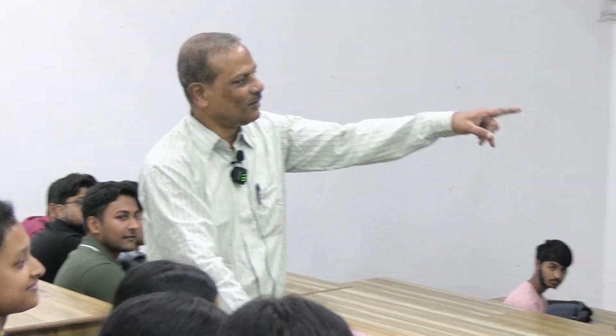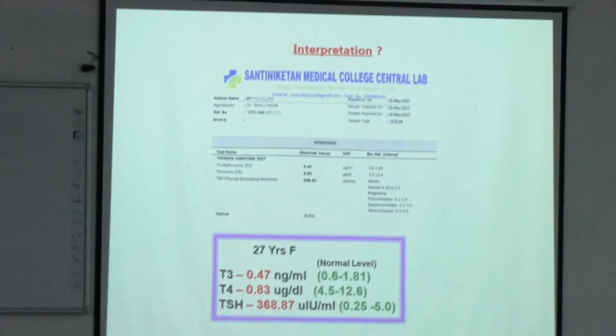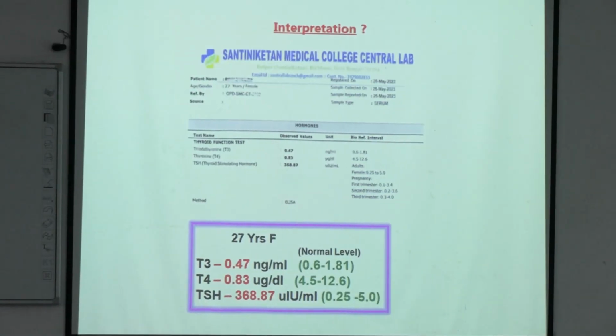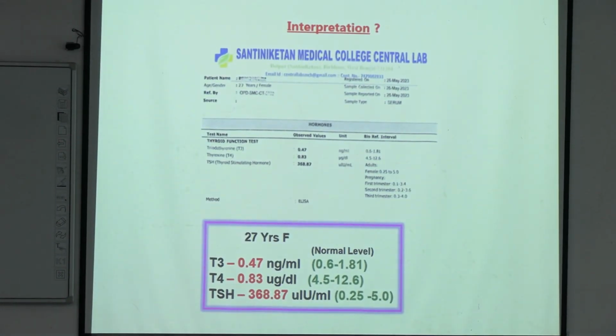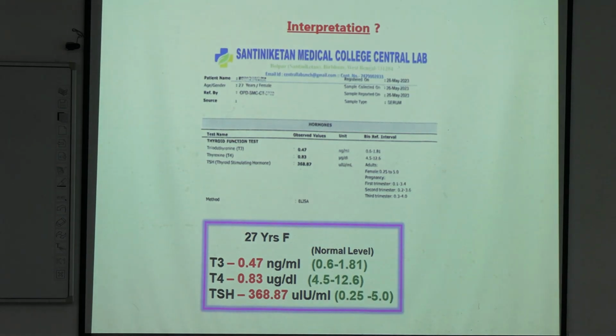It's a classical case of gross hypothyroidism. You look at the level of TSH, it is very high. Look at the level of T4, look at the level of T3. This is quite low. Total T4 has gone down, total T3 has gone down, TSH is up. It's a case of gross hypothyroidism.